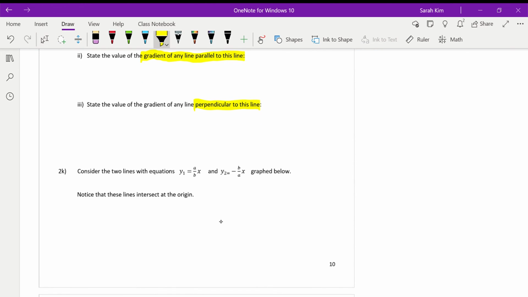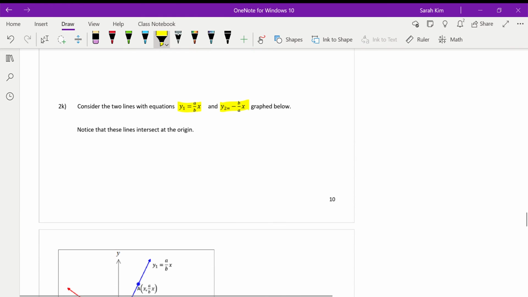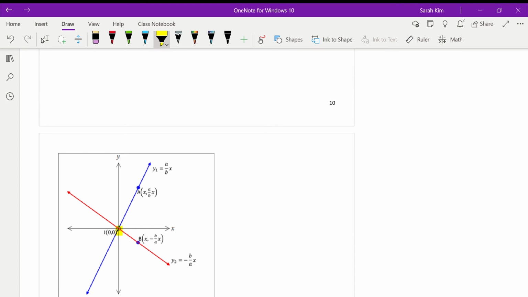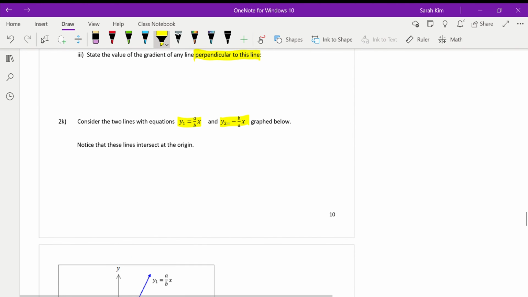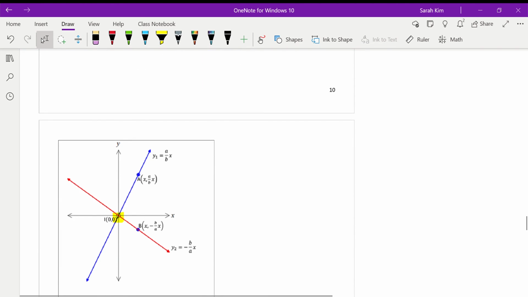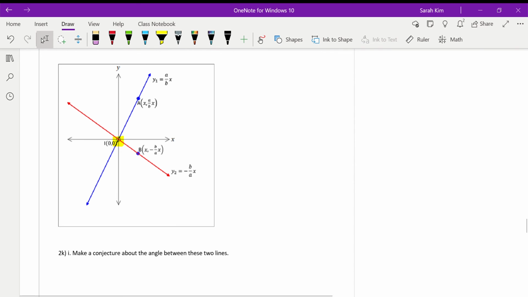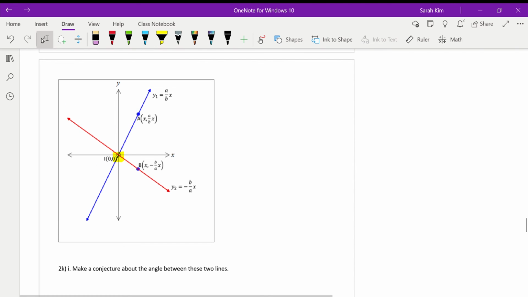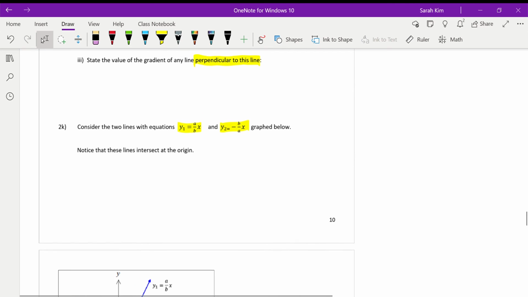Now we're considering two graphs, y1 and y2. Notice that these lines intersect at the origin. Okay, over here we've got a graph. You could try graphing it yourself in the Desmos if you want, but that's what we get apparently. You have to make a conjecture about the angle between these lines. Okay, we'll have a look. We've got a over b as a slope, negative b over a as a slope. What do we know about those two values?